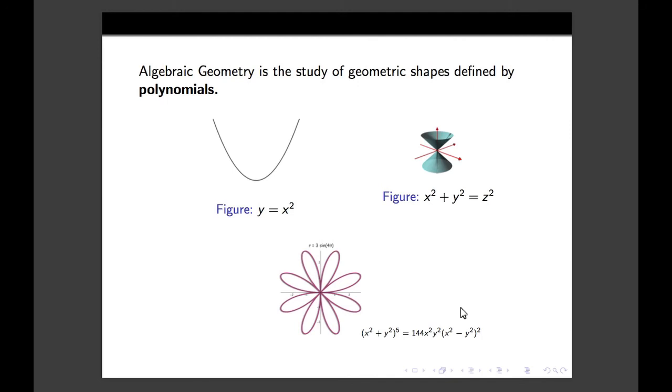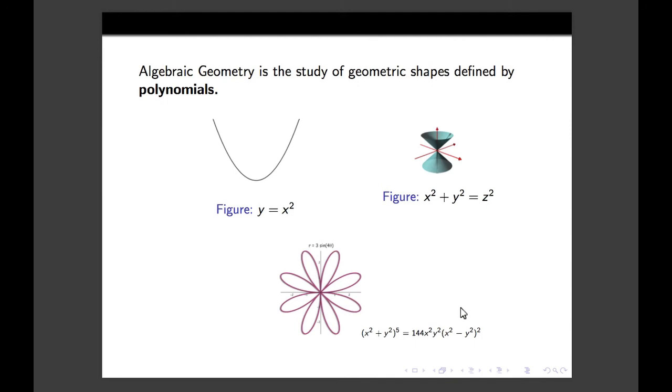And you've been doing it since high school, because you know that y equals x squared is a parabola, and x squared plus y squared equals 1 is a circle of radius 1, and all these kinds of things. In fact, you've probably seen all of these things early in your math education. These are all examples of the things we study in algebraic geometry. Even this one, although it looks like it's defined with a sine, it's secretly defined by a polynomial as well. So algebraic geometry is essentially the study of these things.